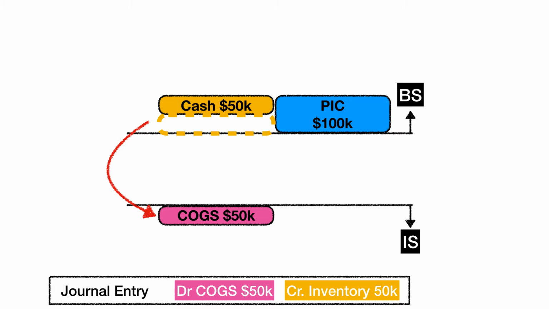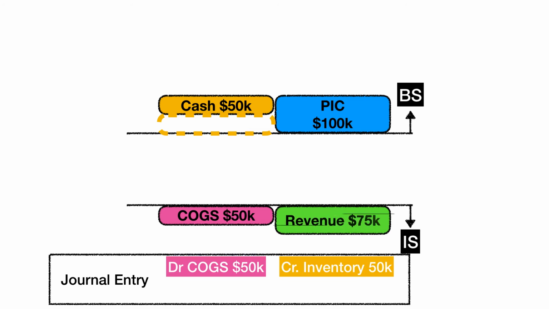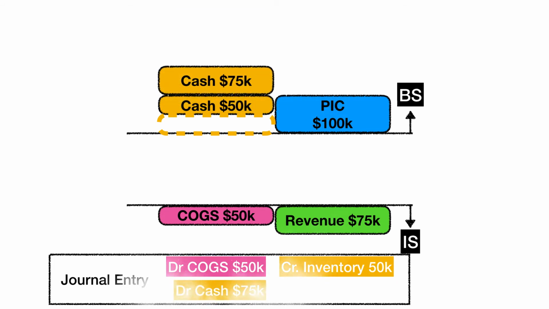When inventory is sold, revenue is booked simultaneously. Let's assume they were sold for $75,000 cash. $75,000 cash is booked as revenue is made. Debit cash $75,000, credit revenue $75,000.